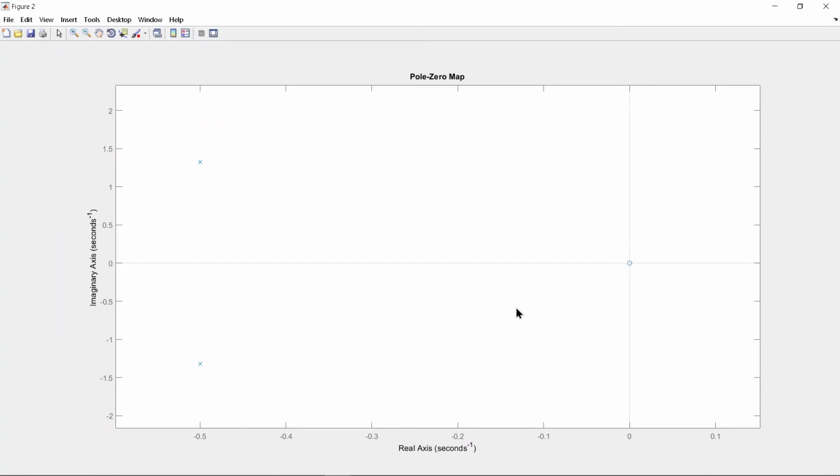Because the denominator has a second degree polynomial, there are two poles, and the numerator has only s, so the zero is in the origin. So what is meant by this pole zero map? The poles here are on the left side of the imaginary axis. If this happens, then the system will be stable, meaning for every bounded input, we will get a bounded output. If these poles were on the right side of the imaginary axis, the system would have been unstable.